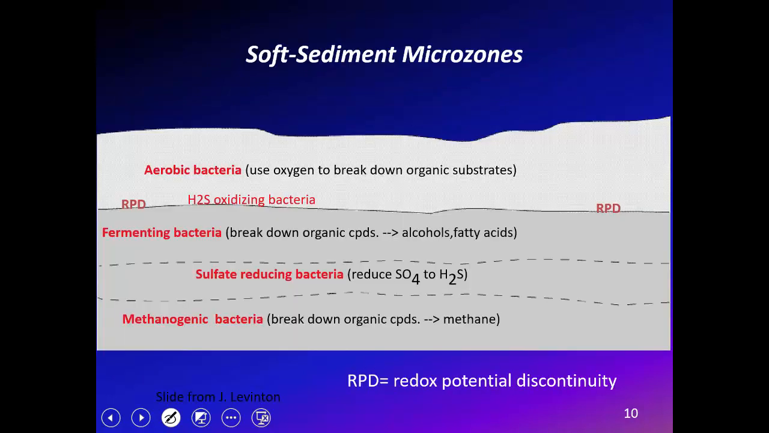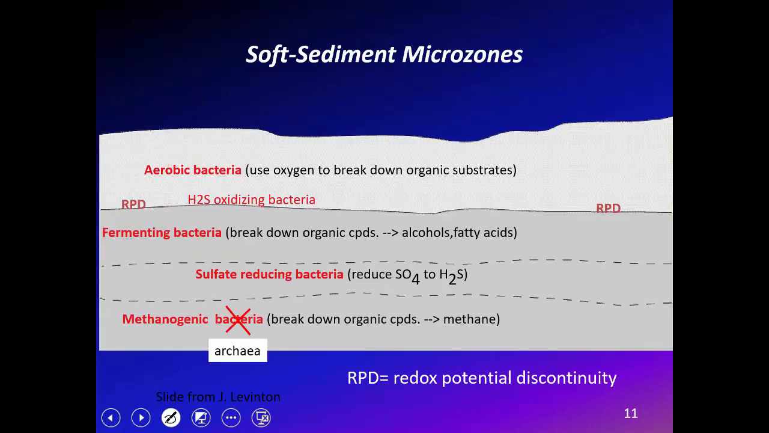So here's another diagram showing the layering of these organisms. At top we have the aerobic bacteria and other organisms that use oxygen. Then we have the fermenting bacteria, finally the sulfate reducers, and then the methanogenic. But that's an actual mistake. The textbook, Levinton's textbook, has bacteria in that. That's only done by archaea. And that's seen only down deep in the sediments.